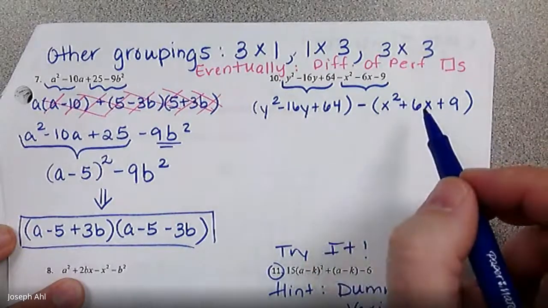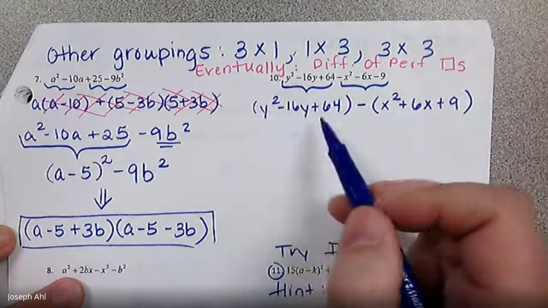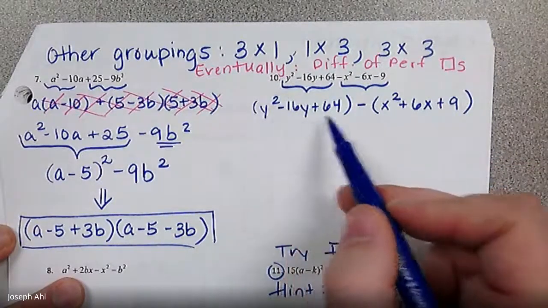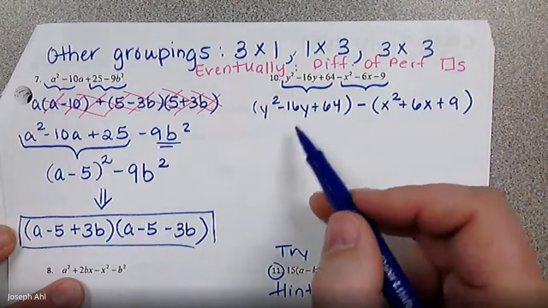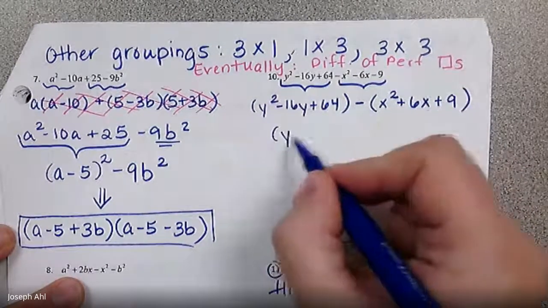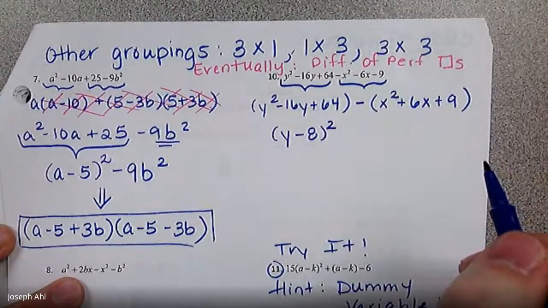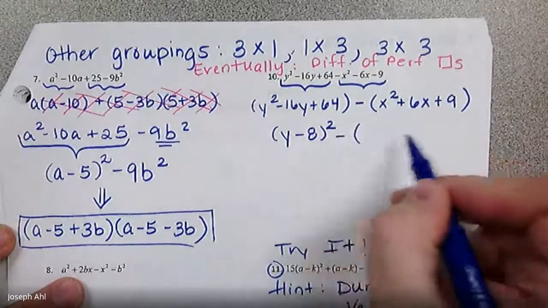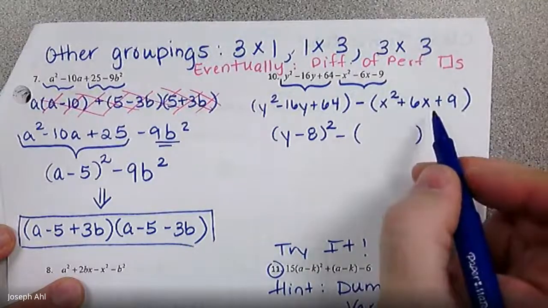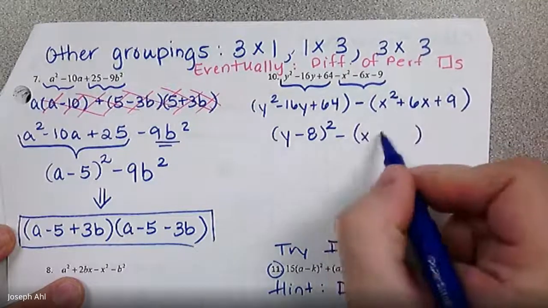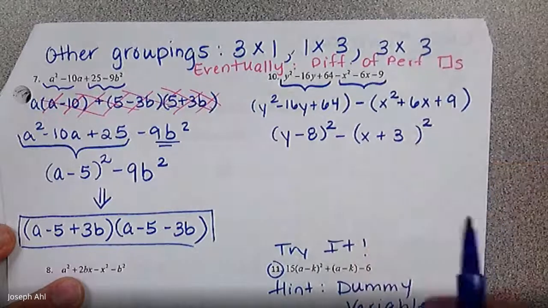Now that I have it written in this format, let's think about what this trinomial factors into. Y squared minus 16y plus 64. That's going to be y minus 8 times y minus 8, which is y minus 8 squared. Minus this quantity, x squared plus 6x plus 9, that would be x plus 3 times x plus 3, which is x plus 3 squared.